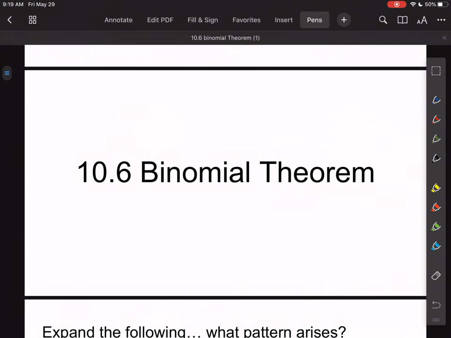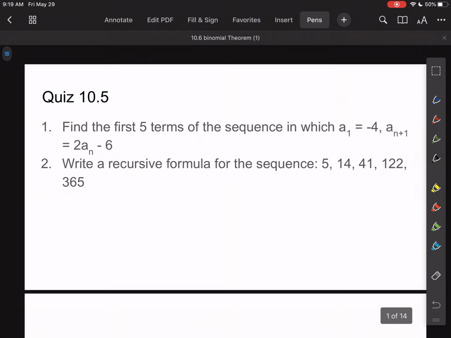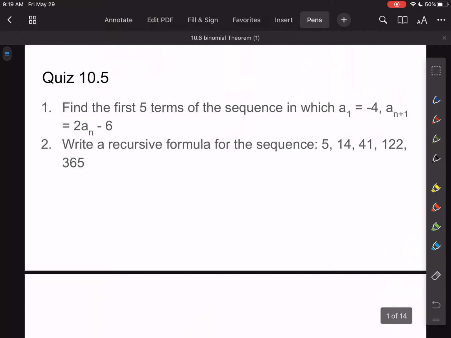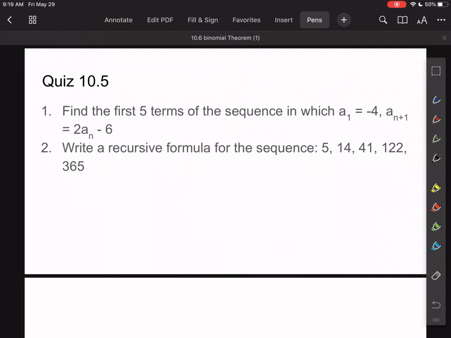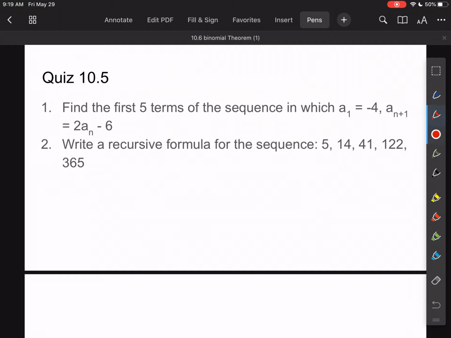All right, 10.6, the binomial theorem. Before I get into that, let's look at 10.5 again really quick to review. So we're not going to look at the second one here, but we're going to look at the first one. So go ahead and do number one. Pause the video, do number one.